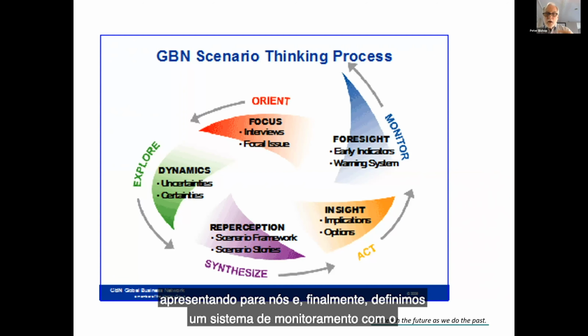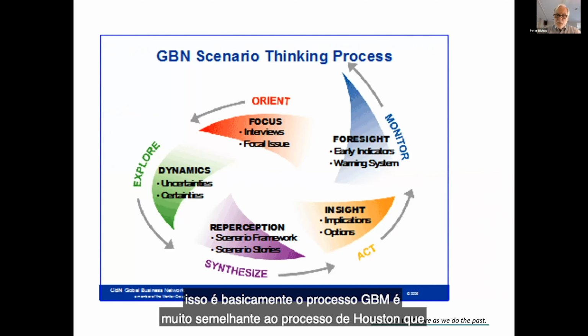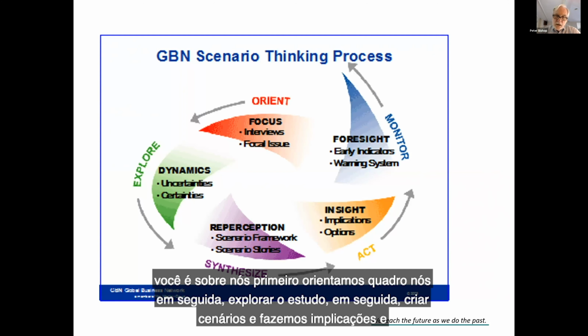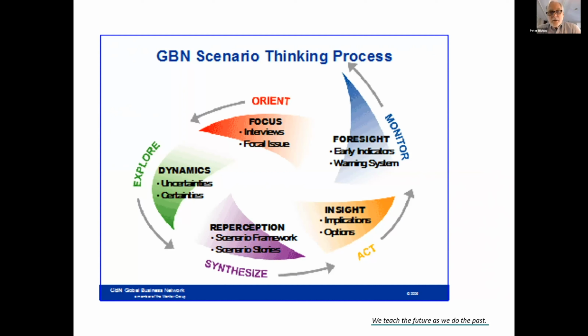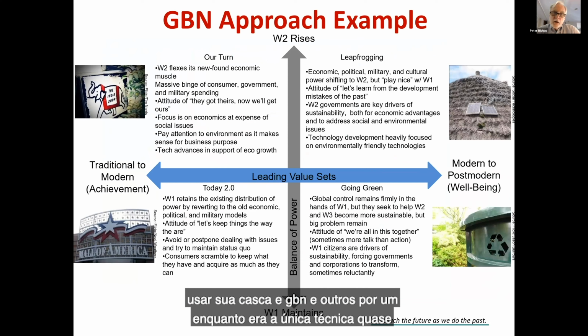And then finally, we set up a monitoring system with the indicators and the early warnings about how those scenarios would come about. That's basically the GBN process. It's very similar to the Houston process that you're talking about. So we first orient, frame, we then explore, study, we then create scenarios, and we do implications and monitor. This is the famous 2x2 scenario process technique, which they use at Shell and GBN and others. For a while, it was the only technique. Almost everybody did it.